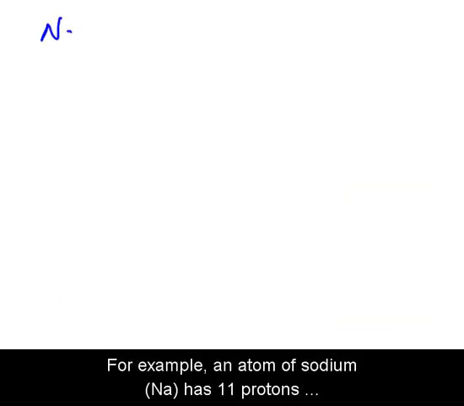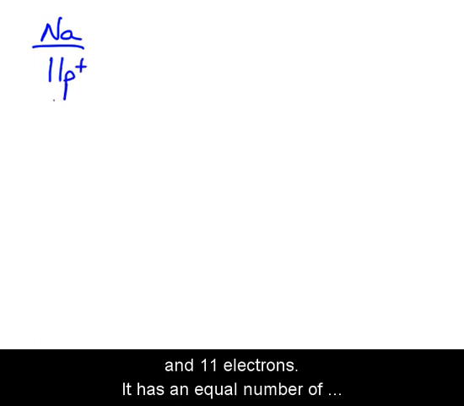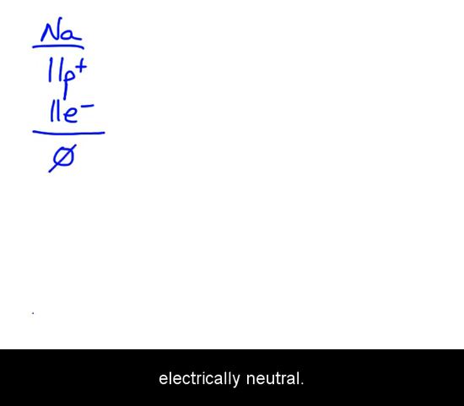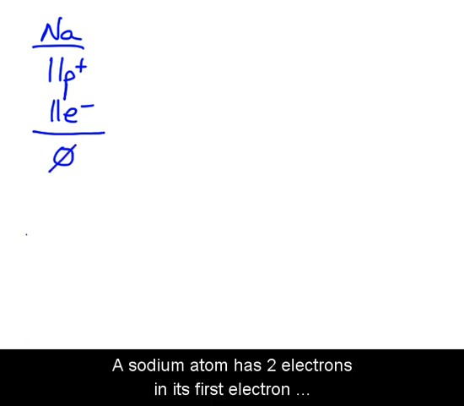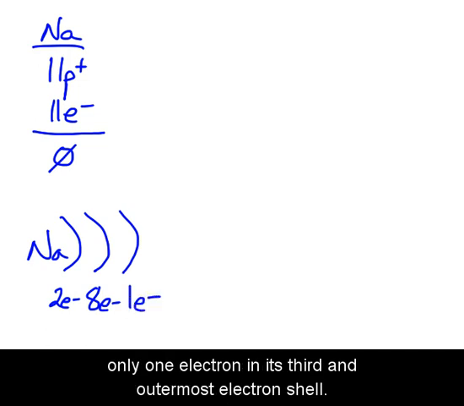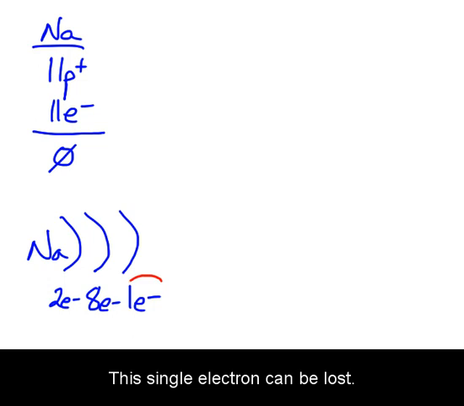For example, an atom of sodium has 11 protons and 11 electrons. It has an equal number of positive and negative charges, so the atom is electrically neutral. A sodium atom has 2 electrons in its first electron shell, 8 electrons in its second electron shell, and only 1 electron in its third and outermost electron shell. This single electron can be lost.